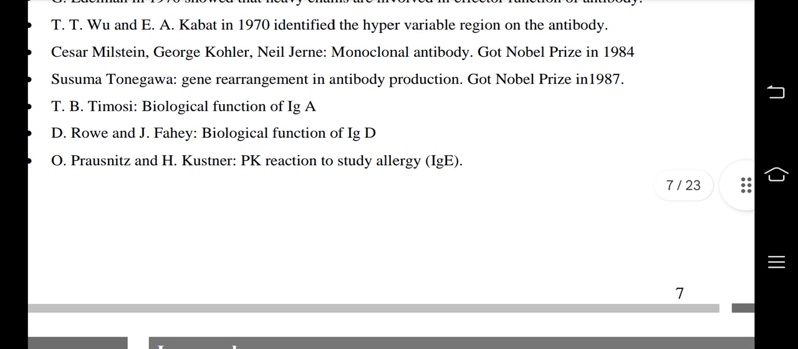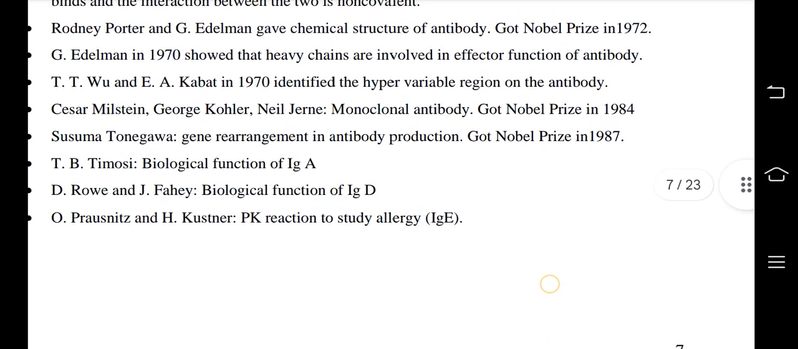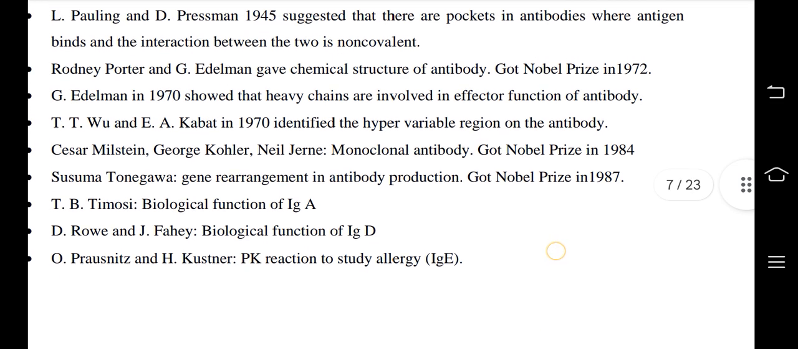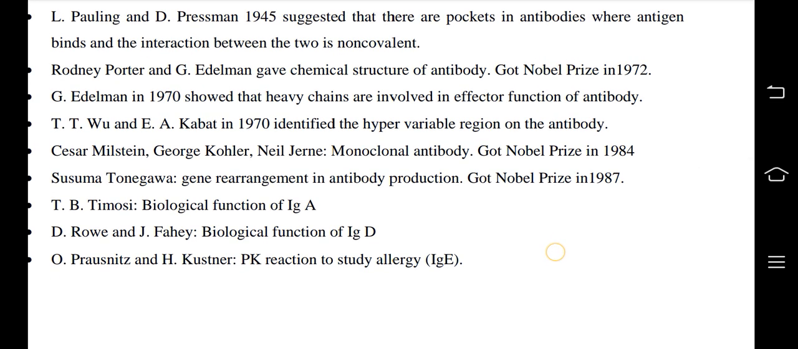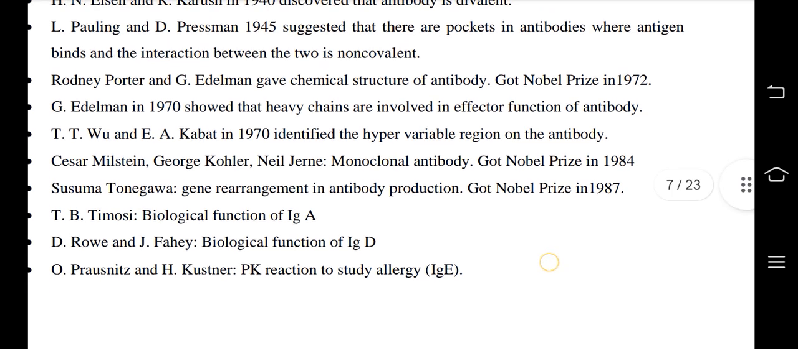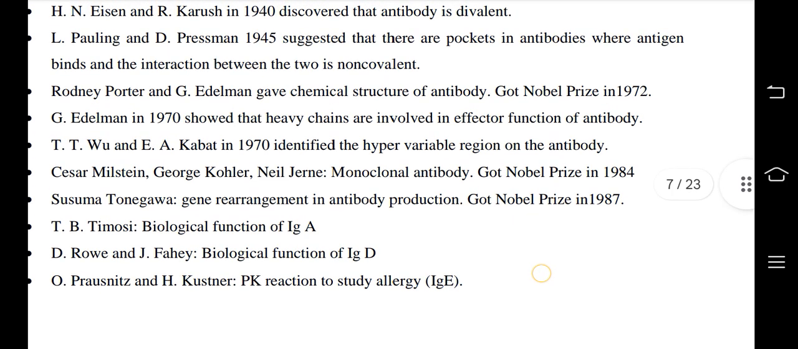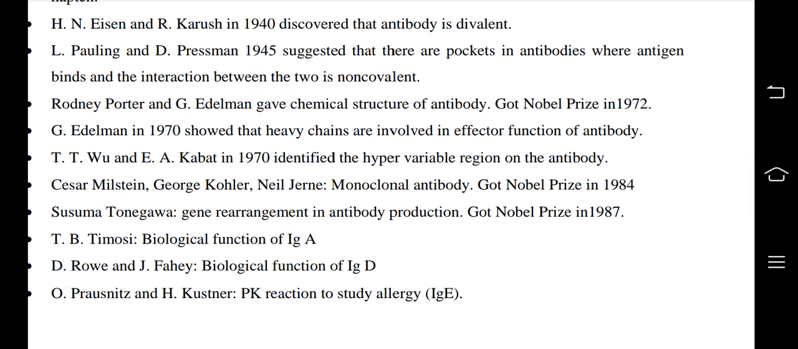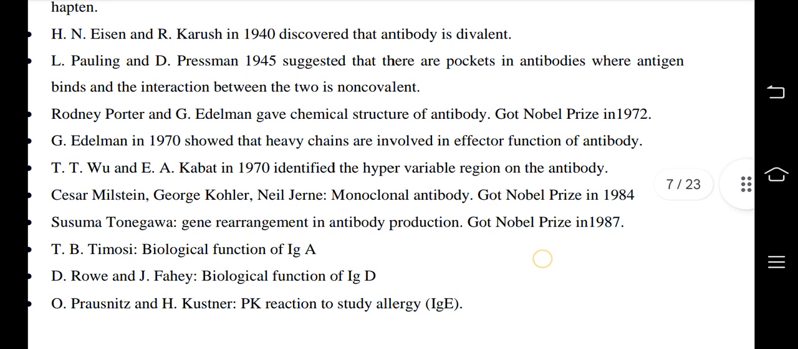PK reaction to study allergy. Biological function of IgD, biological function of IgA, gene arrangement in antibody production. Monoclonal antibody identified the hypervariable region on the antibody. Heavy chains are involved in effector function of antibody.